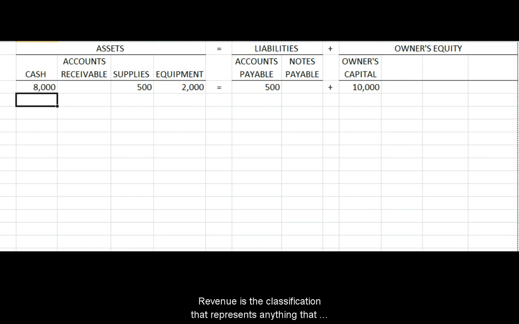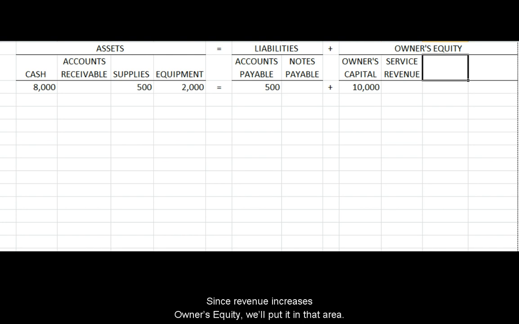Revenue is the classification that represents anything that the business earns. With service companies, service revenue is the account we'll be using. Since revenue increases owner's equity, we'll put it in that area.